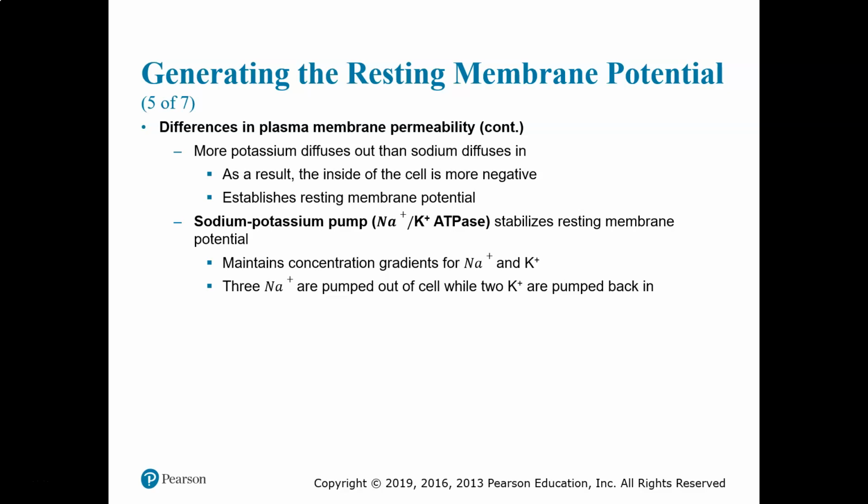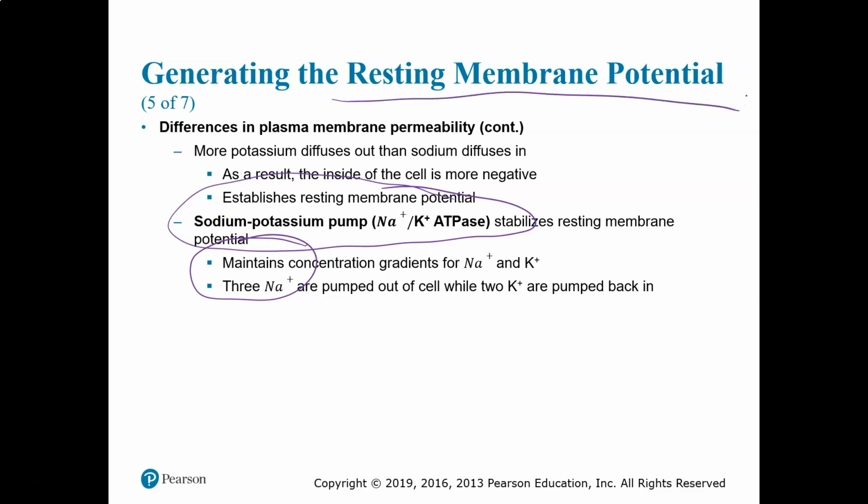You need to know this. The purpose of the sodium-potassium pump, which is called sodium-potassium ATPase, is to maintain the resting membrane potential. Maintain resting membrane potential. Sodium-potassium pump.